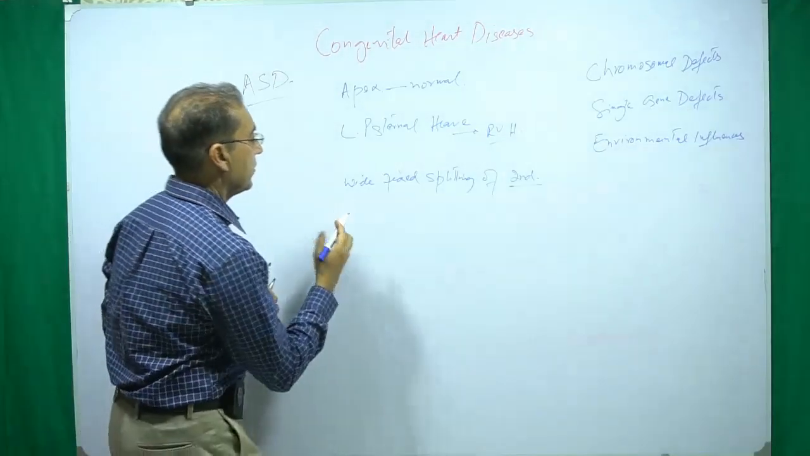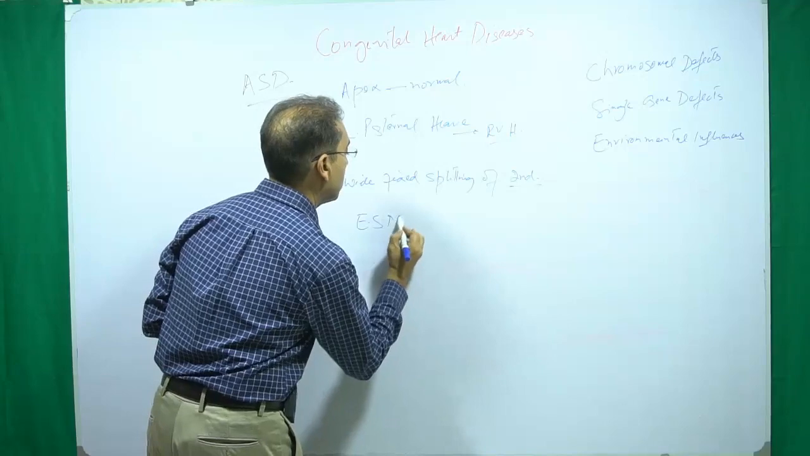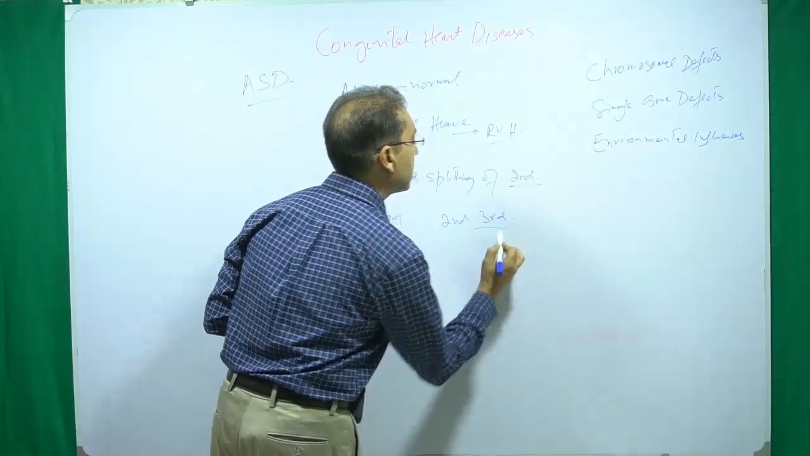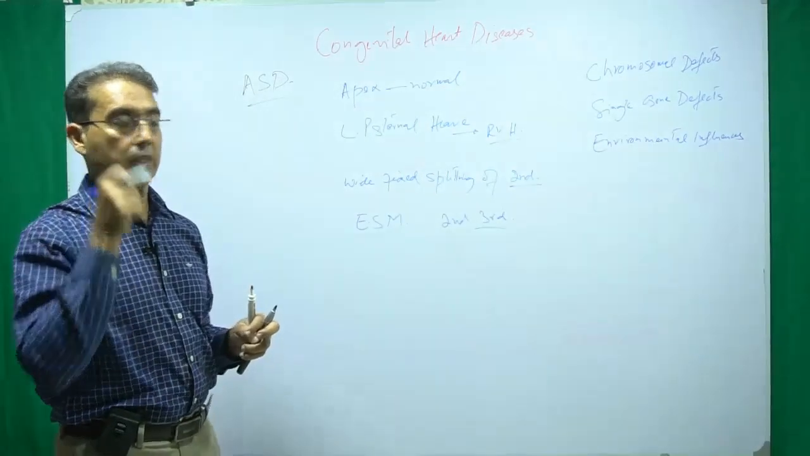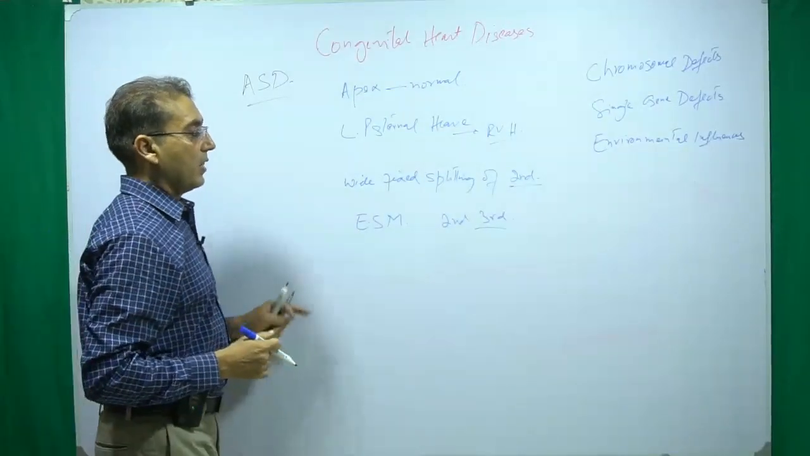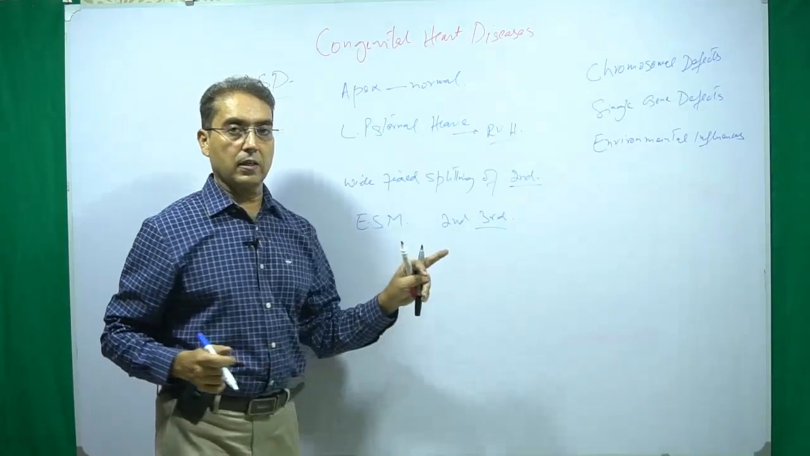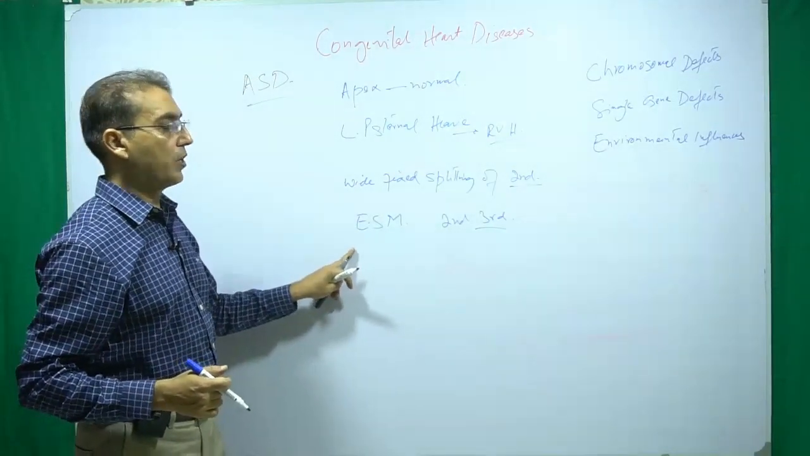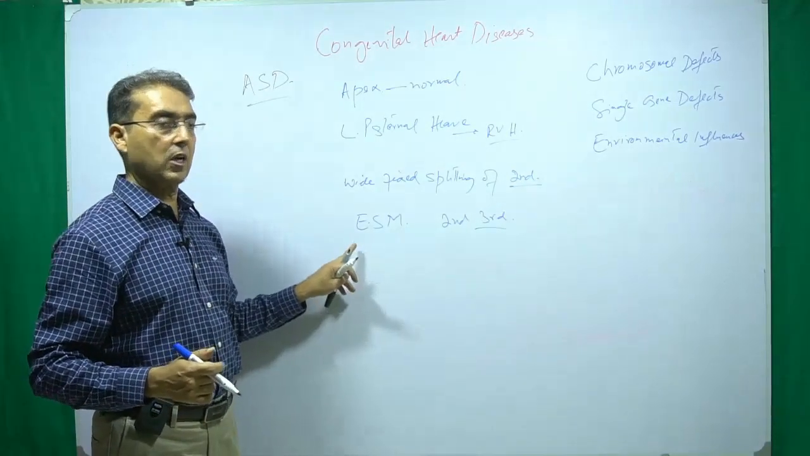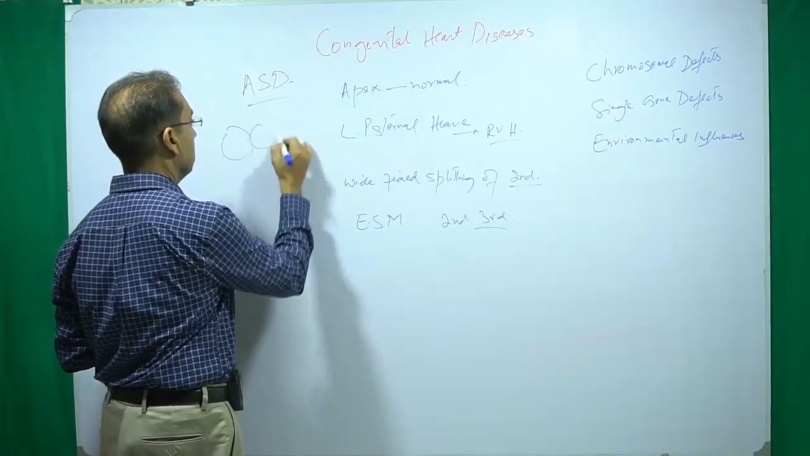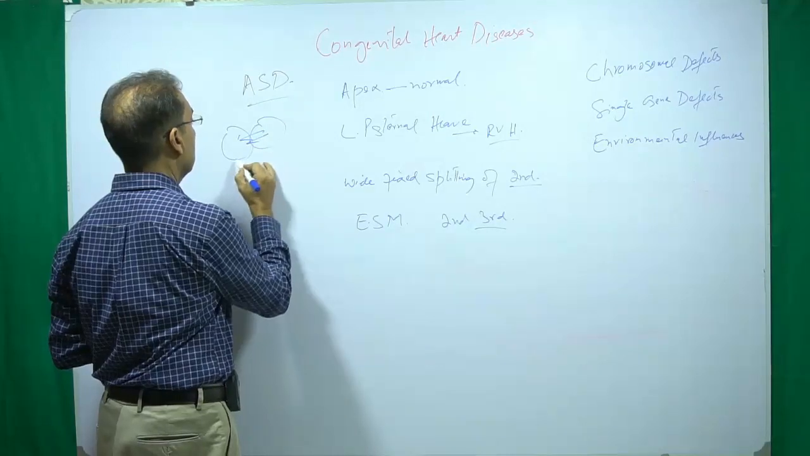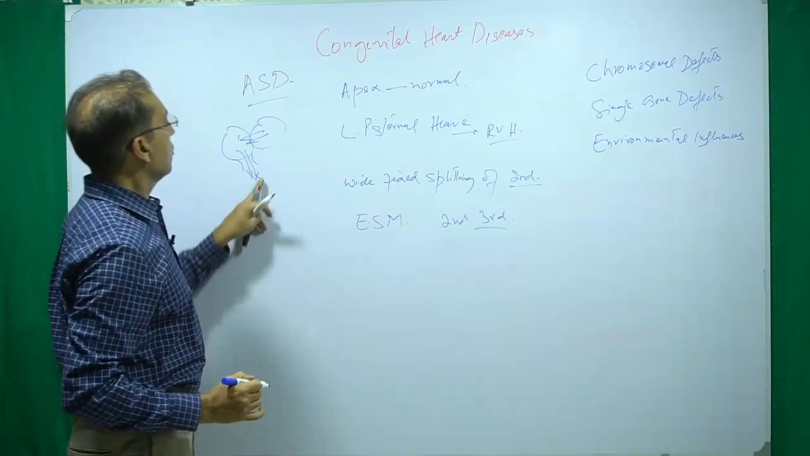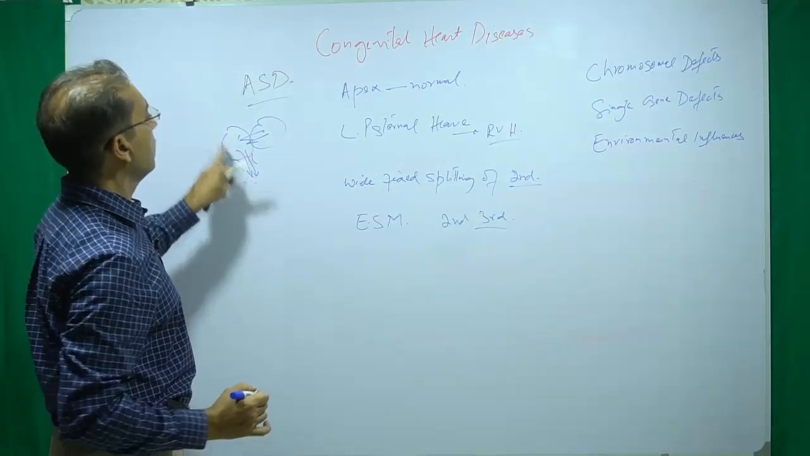Then you may hear an ejection systolic murmur at the second and third intercostal space on the left side because of the high blood flow across the pulmonary valve. And then, as we discussed, in a very large defect, when the shunt is large, a large amount of blood is flowing across the tricuspid valve. So that will result in a high flow murmur.